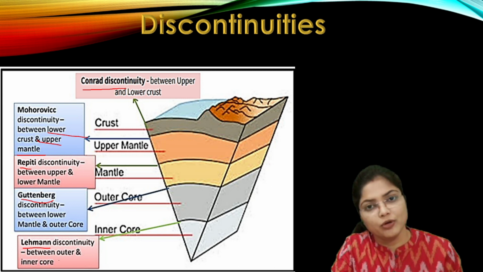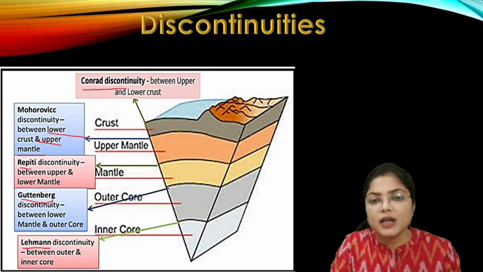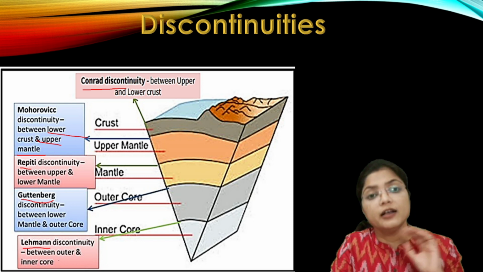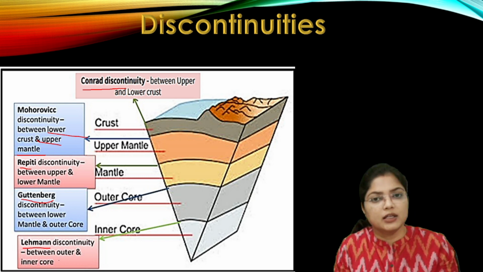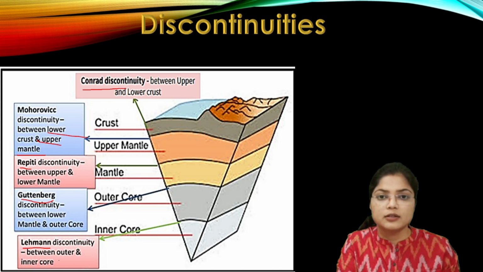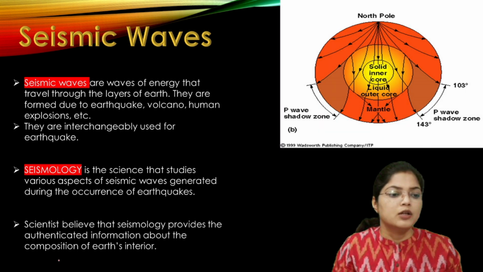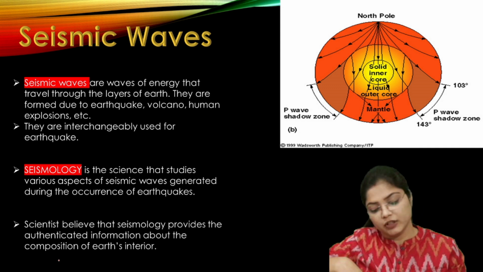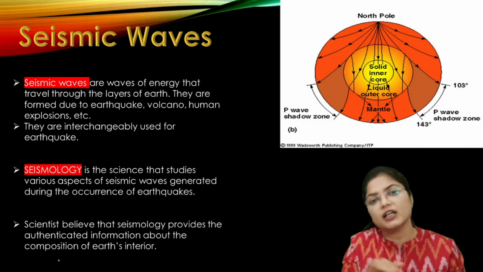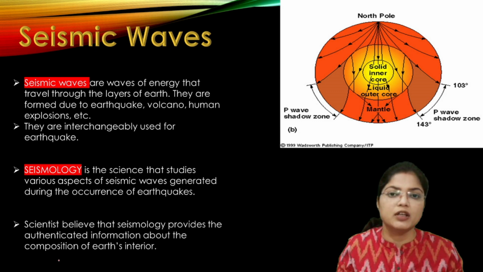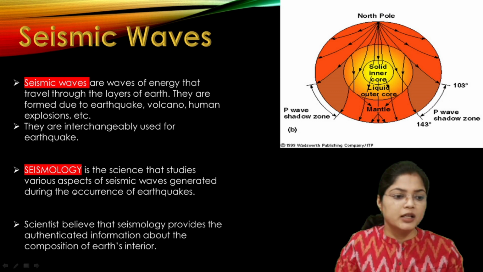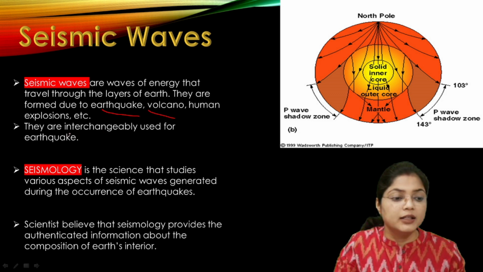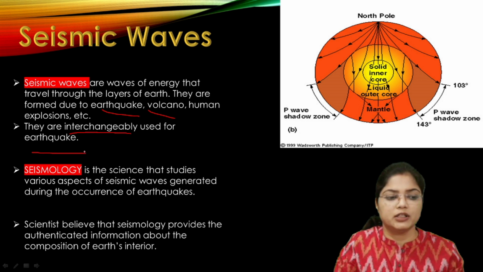But how do we know about all these things? There are several other reasons also, but the most accurate according to the scientists is seismic waves. So seismic waves are the waves of energy that travel through the layers of the earth, means they travel through different layers of the earth, due to which we get different information. They are formed due to earthquake, volcano and etc. They are interchangeably used for earthquake.